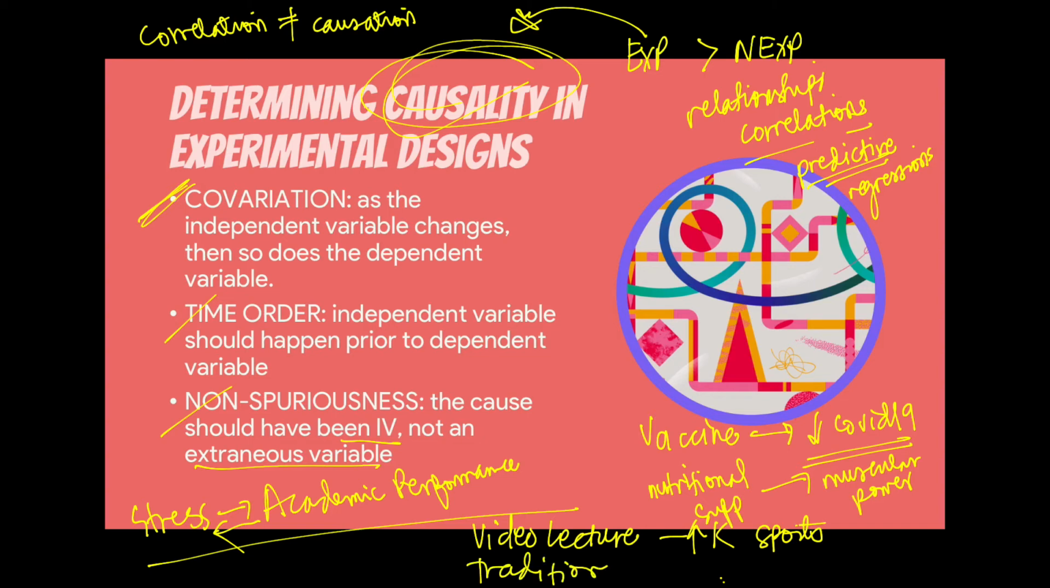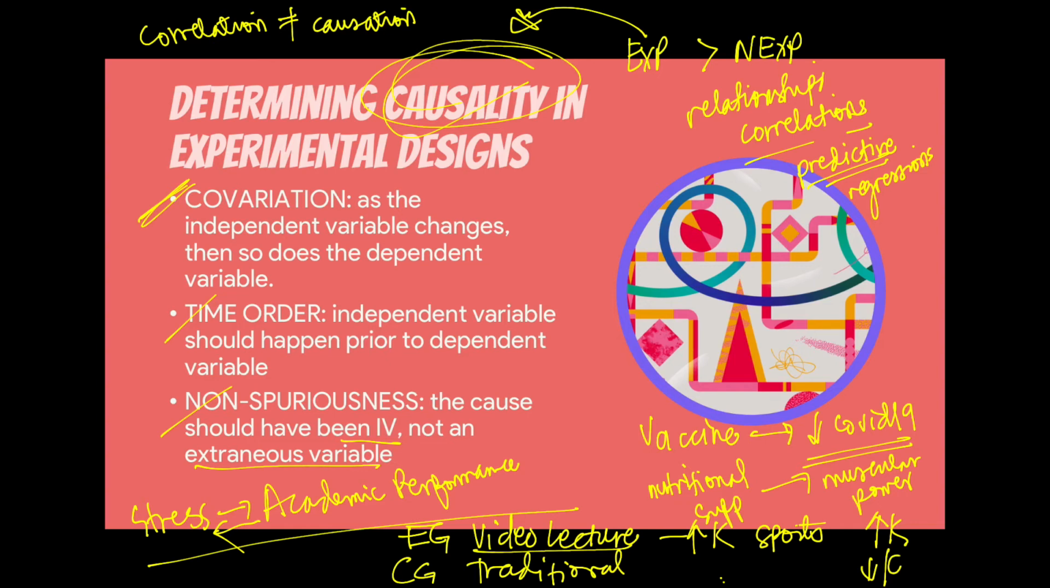Traditional is your control group. Video lecture is your experimental group. And probably you were able to find that yes, those who were in the experimental group had higher knowledge compared to those who were in the control group. But wait, did you really make sure that those who were in the video lecture group were not able to search in Google? Right? Or were you able to control for this group in terms of their sports exposure?